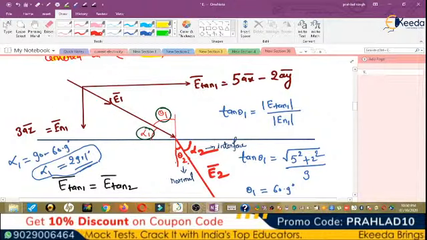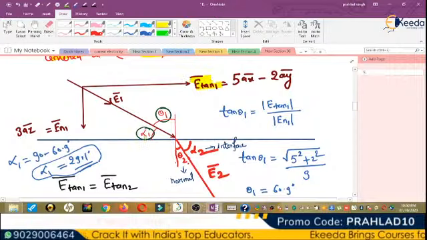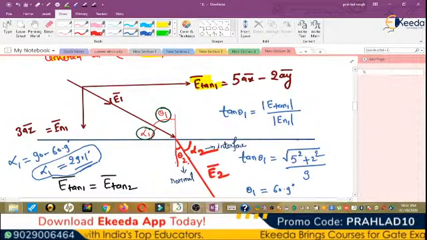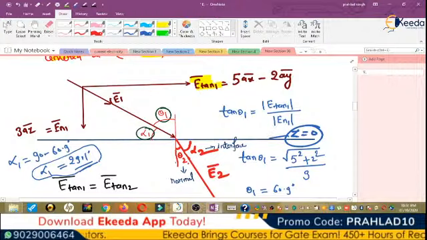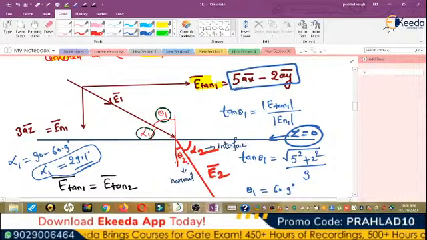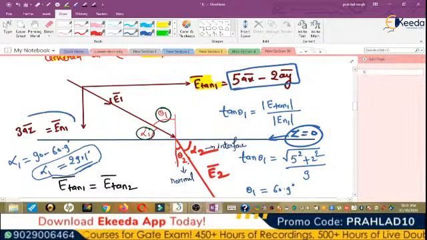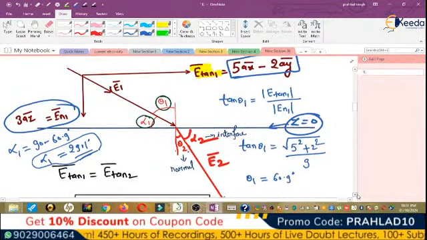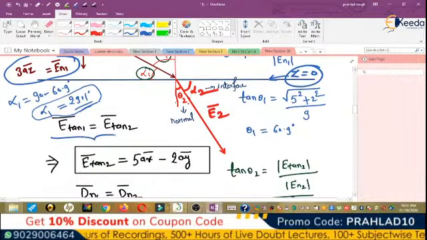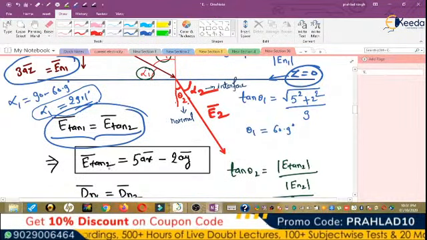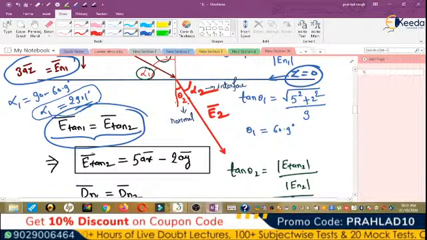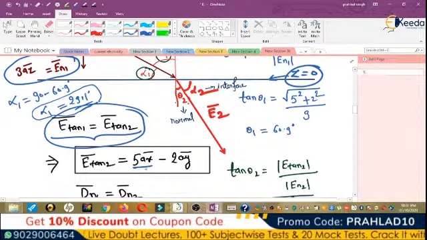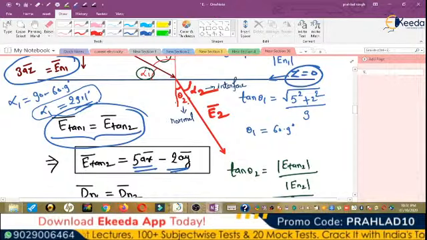So first we resolve tangential and normal components. The interface is here given, which is Z is equal to 0. So this is the interface. So the tangential components are here x and y, 5ax minus 2ay, and normal component is here 3az. So what we discussed, Et1 is equal to Et2. So Et1 and Et2 both are equal, so Et2 is also equal to 5ax minus 2ay.